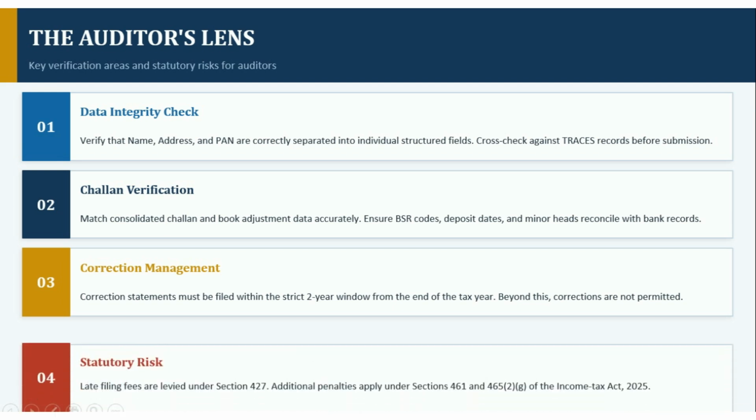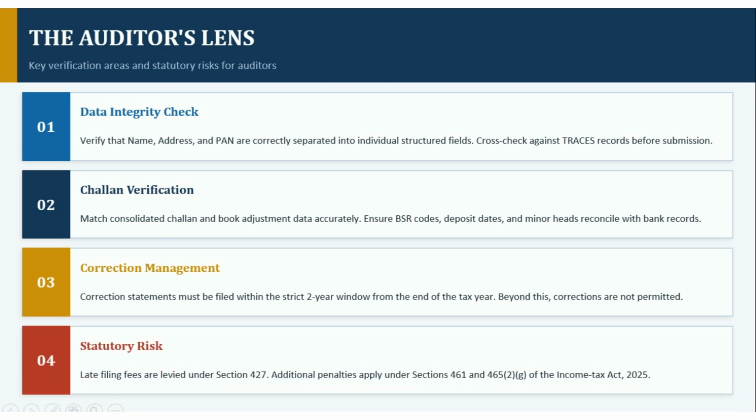And fourth, statutory risk. Delayed filing may attract late fees under Section 427, along with additional penalties under Sections 461 and 465(2)(g) of the Income Tax Act, 2025. A strong audit review process helps organizations maintain compliance accuracy, reduce reporting risks, and avoid statutory penalties.